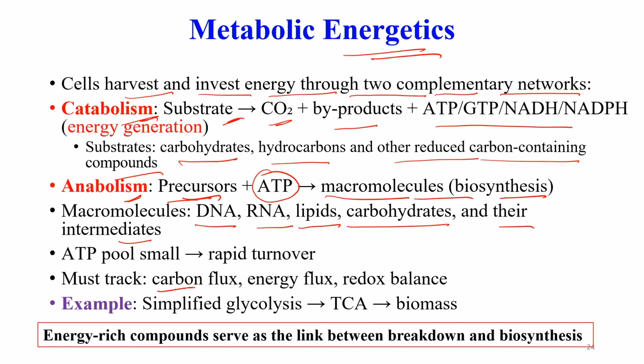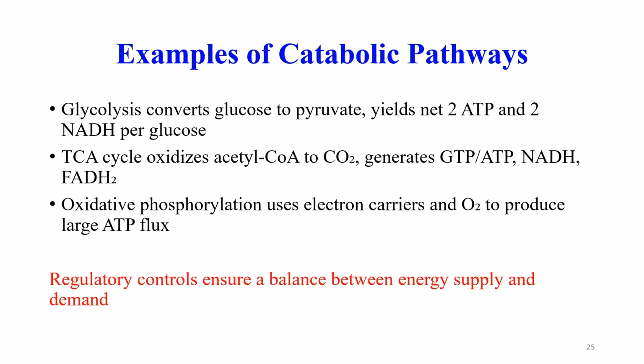So, we need to see the carbon flux, energy flux and redox balance. One example is simply glycolysis followed by the TCA cycle, leading to the synthesis of biomass. These energy rich compounds serve as a link between breakdown and biosynthesis, and here we discuss the energy rich compounds ATP, GTP, NADH, NADPH.